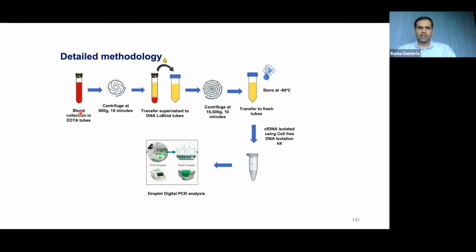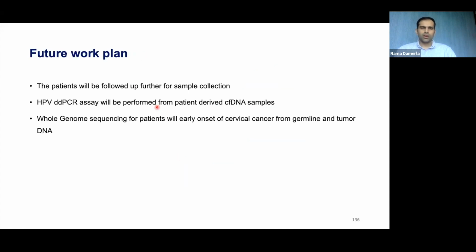We collect blood, spin it, transfer the plasma, and then spin it again, transfer the plasma and store it at minus 80 degrees till we further use it. And then we extract cell-free DNA using the QIAGEN circulating free nucleic acid kit. And then we subject these samples to droplet digital PCR. There's still a lot of work to be done, and we hope to follow up these patients and do the droplet digital PCR on them. We currently have some data from whole genome sequencing of our patients, and we are currently analyzing that.